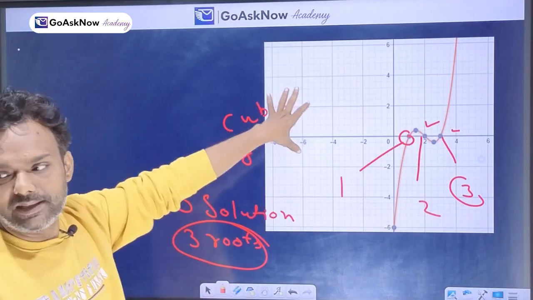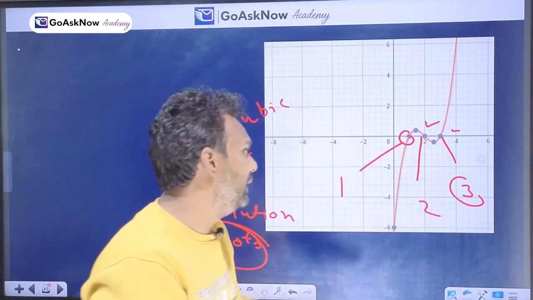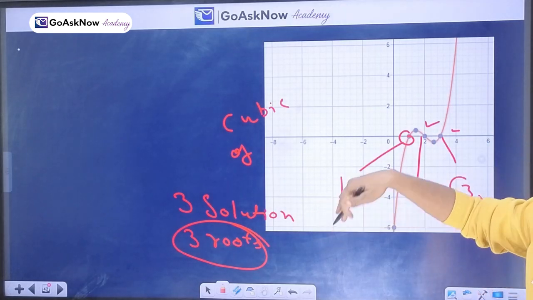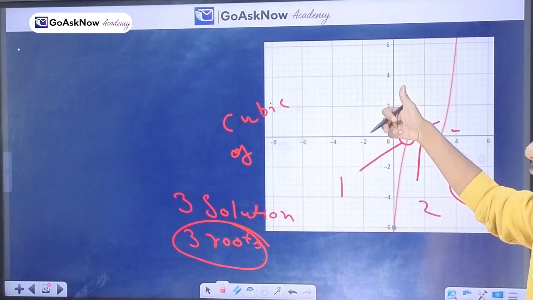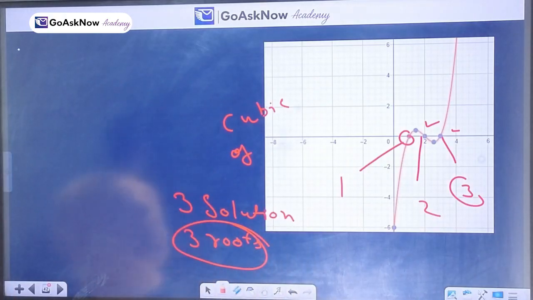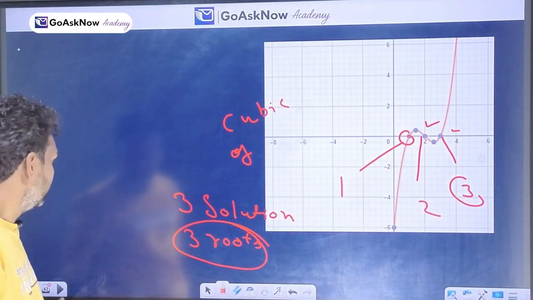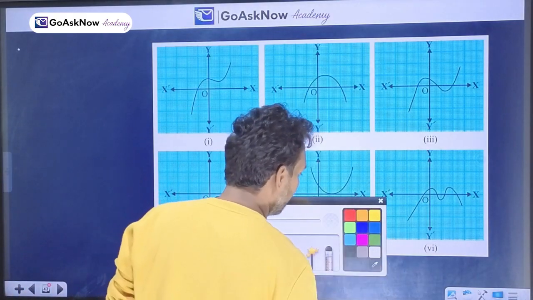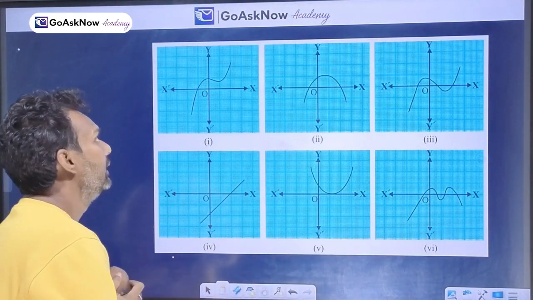So, when we analyze a given graph, if a graph is intersecting the x-axis at n number of times, then we will say that this equation has n number of zeros. Okay, let's move to the NCERT example given in books.